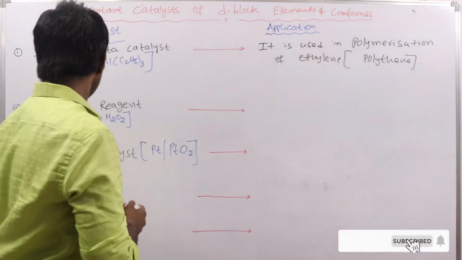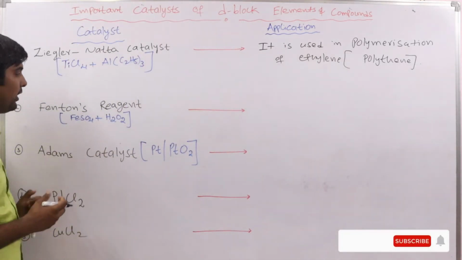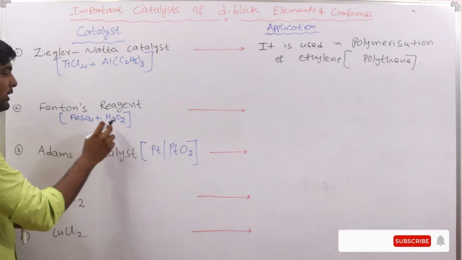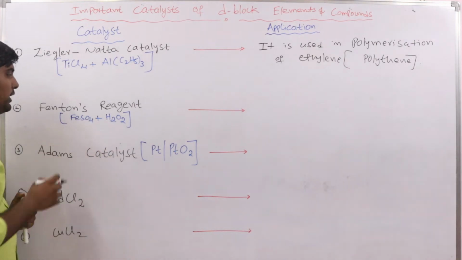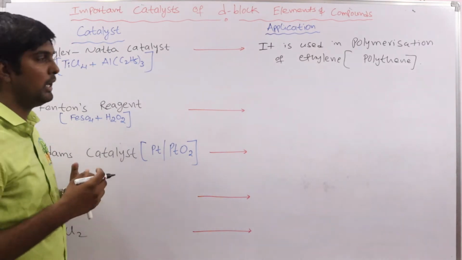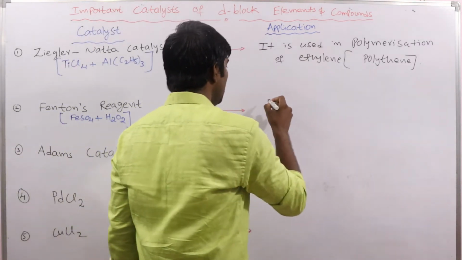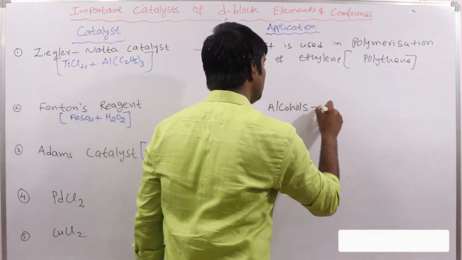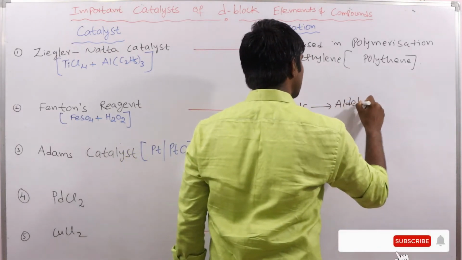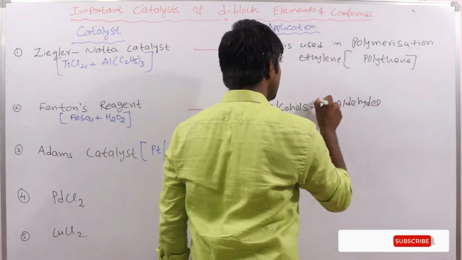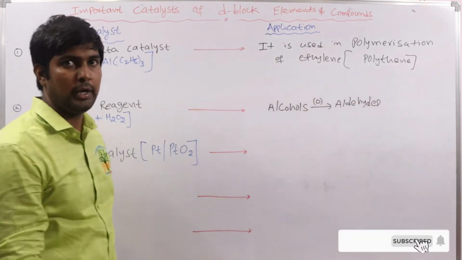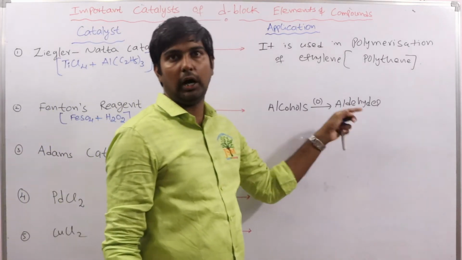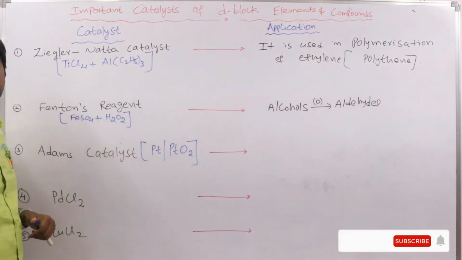Next one is Fenton's reagent. What is Fenton's reagent? FeSO4, ferrous sulfate, plus hydrogen peroxide. So this combination is Fenton's reagent. What is the application of this one? It is used in the oxidation of alcohols into aldehydes. Here, any alcohol can be oxidized into aldehydes in the presence of this Fenton's reagent.